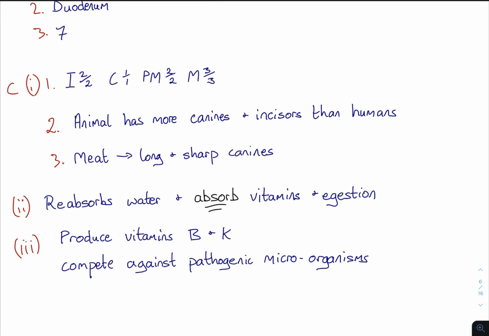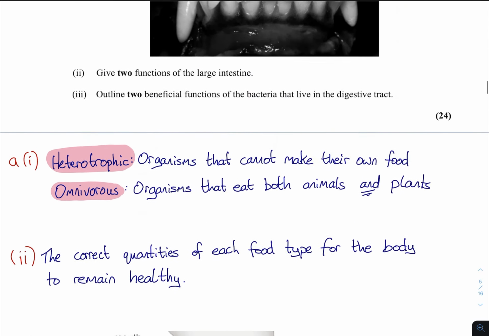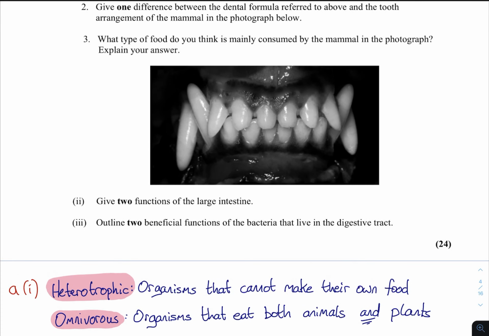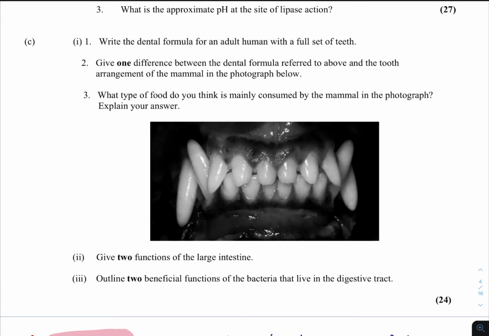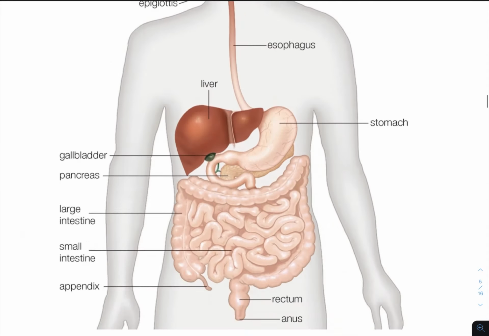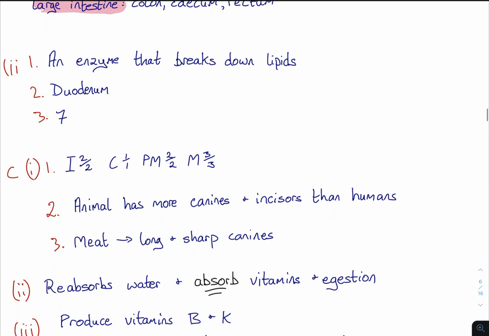What you could have said was the animal has more canines and incisors than humans. So incisors, we have 2 and 1 canine on top. But you can see here that there's definitely more canines here and then the incisors here, okay, than we do, especially down the bottom. Okay, and what type of food do you think is consumed by this mammal? Well, it's probably going to be meat, okay, because those canines are particularly large and pointy. Okay, meat, long, sharp canines.